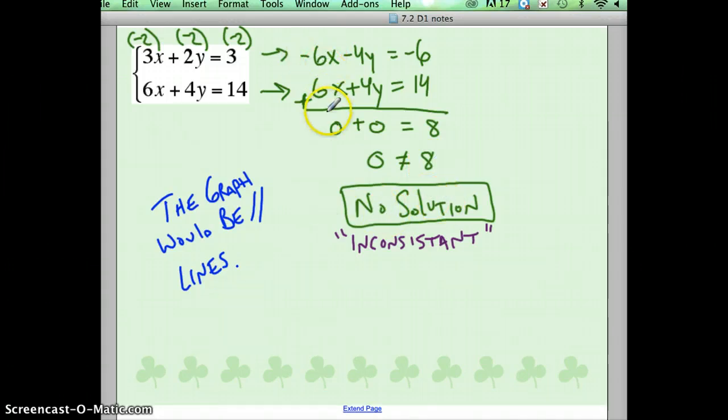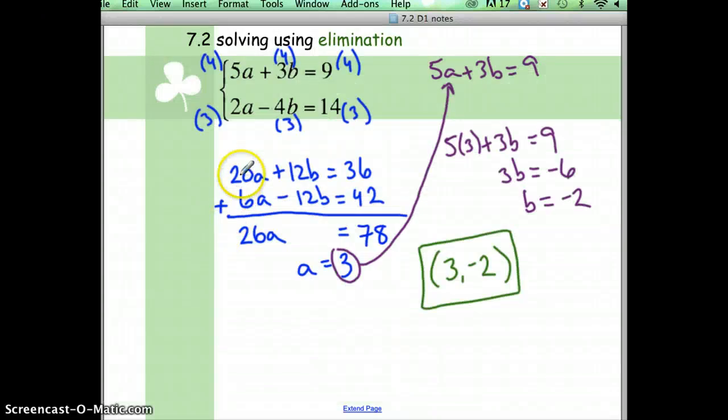Now, we happen to have opposites on both of these x's and y's, but that's not your goal. You just need to have opposites on one of the variables. See, these are not opposites, but these are. Your goal is to eliminate one of the variables.